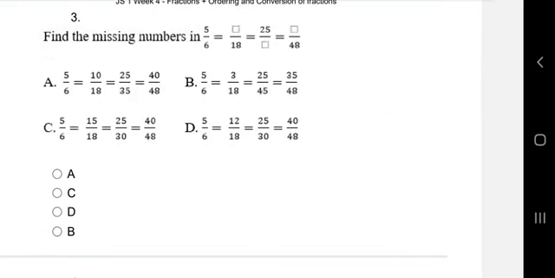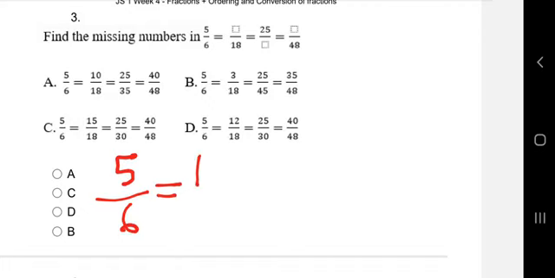Number 3. So find the missing numbers in this. So we have the first one, 5 over 6 equals dash over 18, then 25 over dash and dash over 40. So we'll be taking them one by one. So we take 5 over 6. So 5 over 6 is complete. So that's what we're going to use to do the rest. We're taking them one by one.